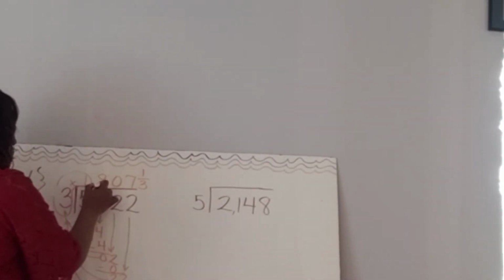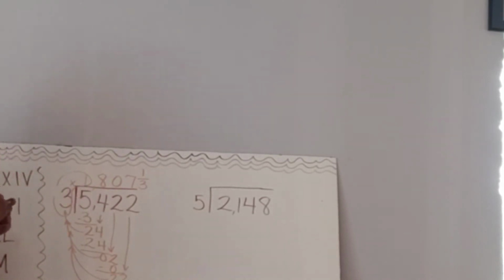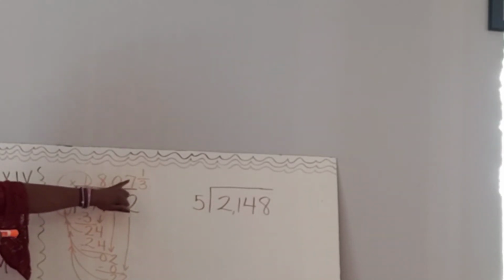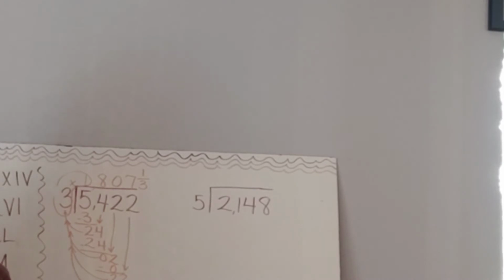And then I need to remember to put my comma in between so that I can show thousands place compared to the other numbers. So my answer, 1,807 1/3. Okay.